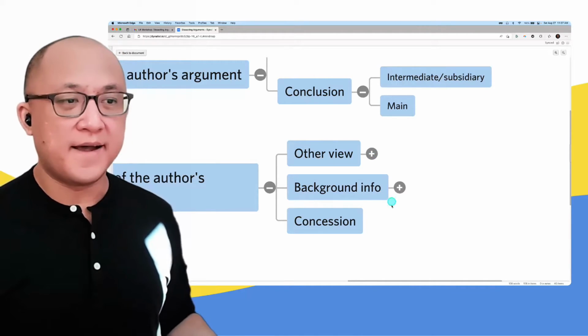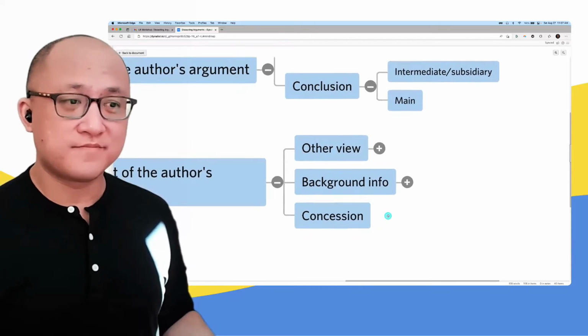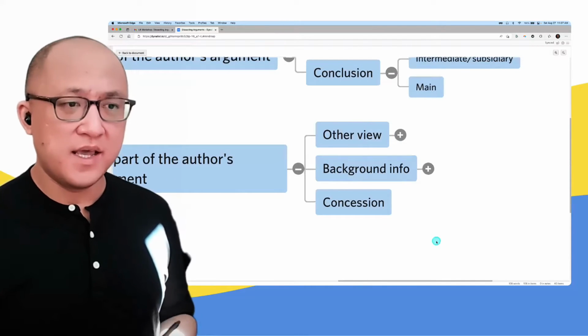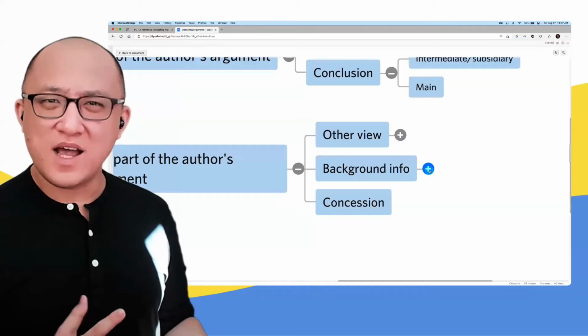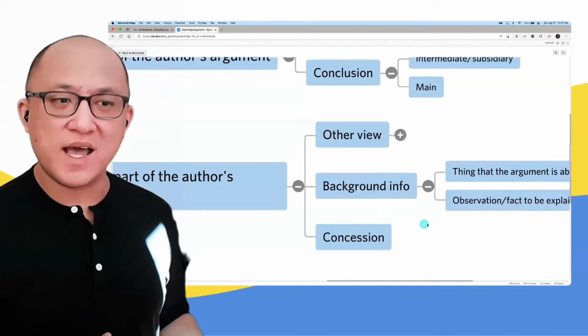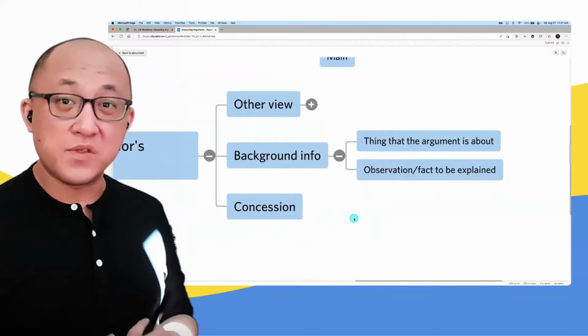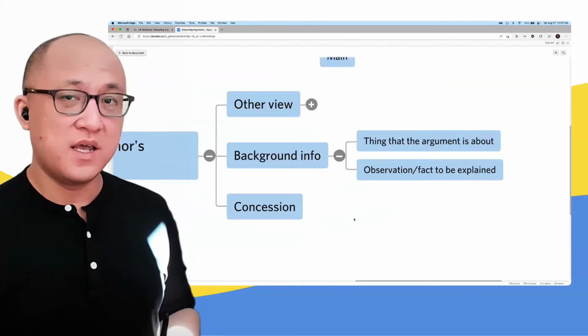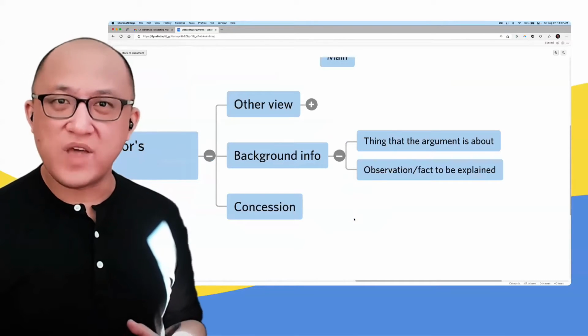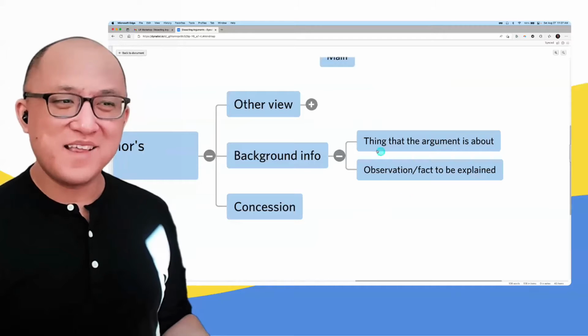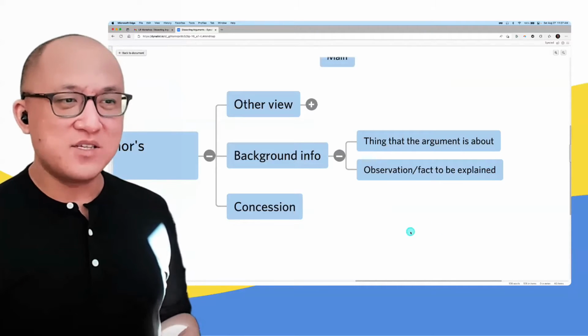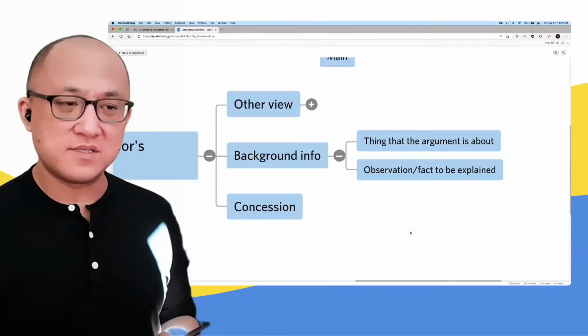Another category, background information. And that I think of as falling mainly into two different categories. The thing that the argument is about, and also an observation or fact to be explained. So the thing that the argument is about, that is just referring to how some logical reasoning stimulus is.